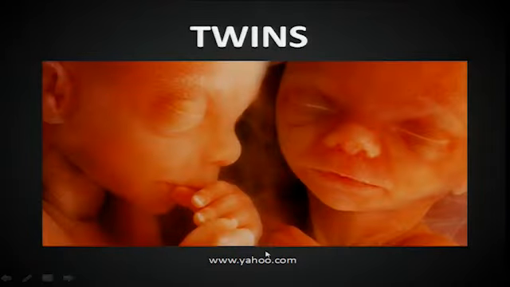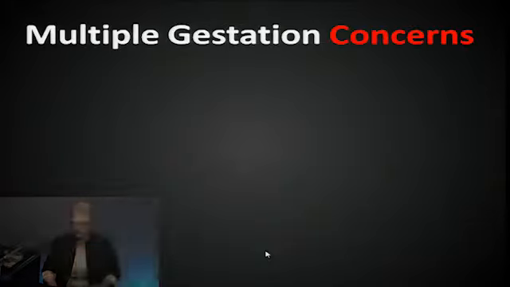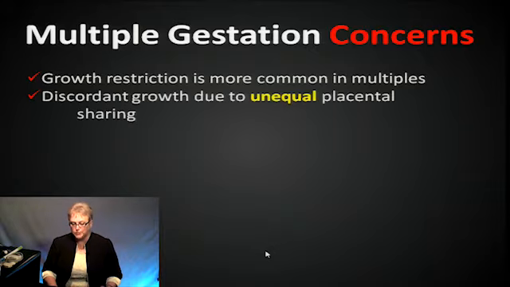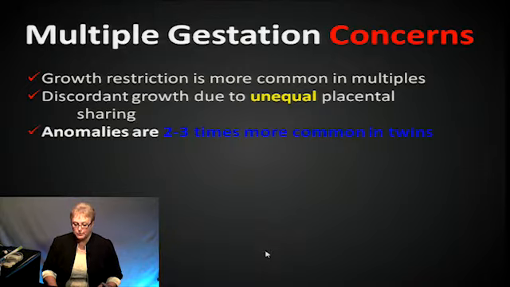A lot of what we do is looking at twins, looking at multiple gestations. With IVF, we're having more and more of these multiples, and they bring a very different problem to our lab. So I just wanted to go over some of these twinning problems that we can see. So multiple gestation concerns: growth restriction is more common in multiples. Discordant growth due to unequal placental sharing is more common.